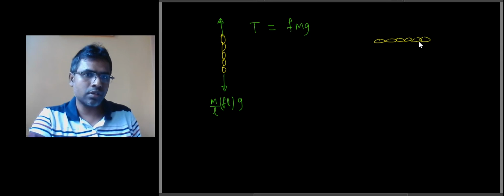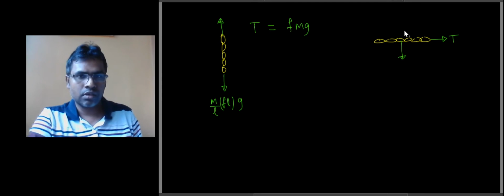The chain which is on the table is getting pulled to the right with the help of this force. So if you take the free body diagram of the chain which is placed on the table, this is the initial scenario. So we have this tension acting to the right. Now as usual, Earth is going to apply force in the downward direction.